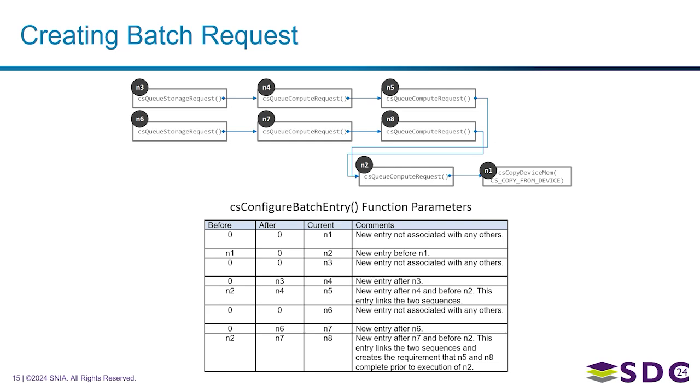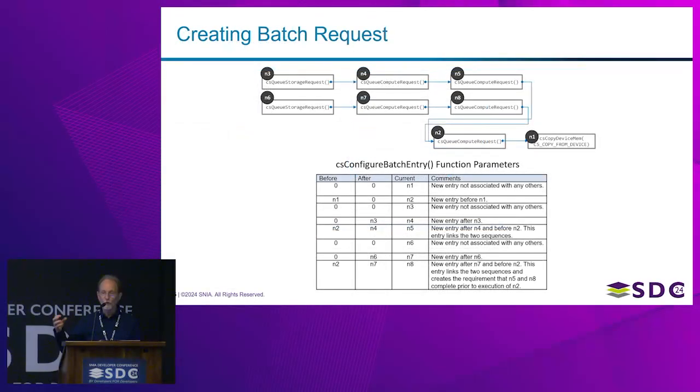So it builds the connection between N3, N4, N5 to the N2, N1 row. I then do the same thing where I create N6. It's not associated with anything. I then add N7 that is after N6, and I then connect the N2 and N7 to N8, creating my complete batch request.